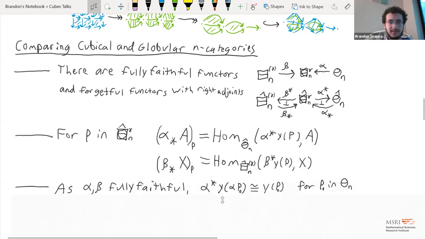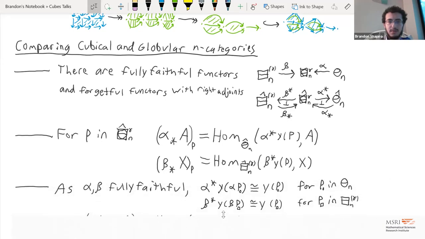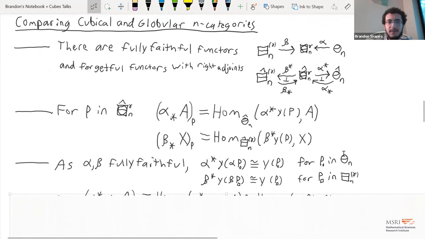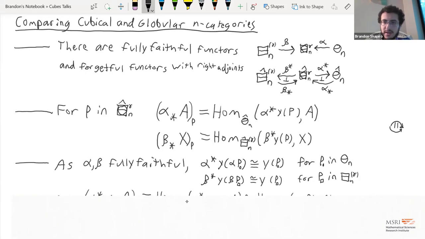And what we're going to do with this, we also have, because alpha and beta are fully faithful, that if we apply the forgetful functor to a representable in the image of alpha or beta, we just get back the corresponding representable in cubical or globular theta n. So what this means is that what looks like the representable 2 cell over here also looks like the representable 2 cell, even though we modeled it as a cubical n category over here.